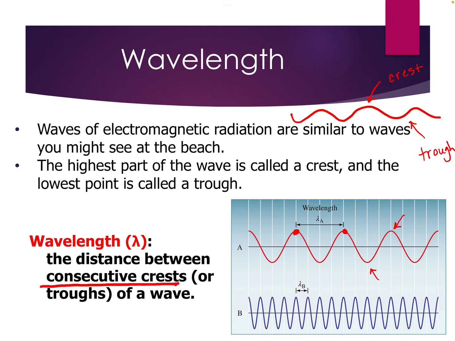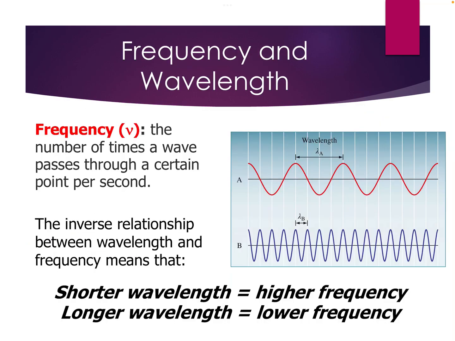In this class, like I said, we're not going to associate numbers with these. We're just going to talk about whether something has a longer wavelength or a shorter wavelength, because we're not going to do any calculations with this. So the wavelength on the top, right, wavelength A, this has a much longer wavelength than wavelength B. And so that means that these waves will behave differently because they have different wavelengths.